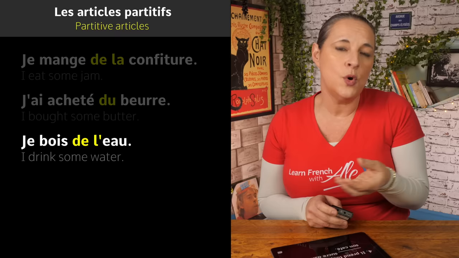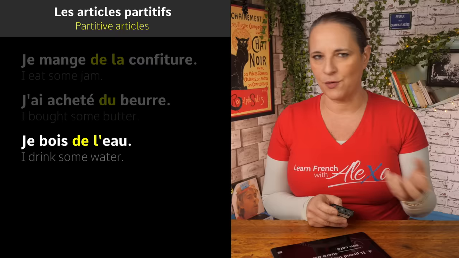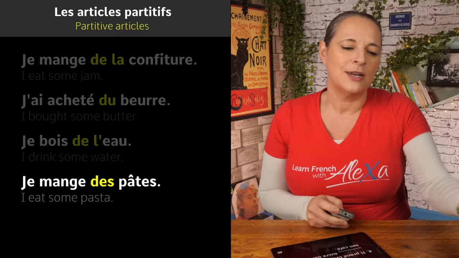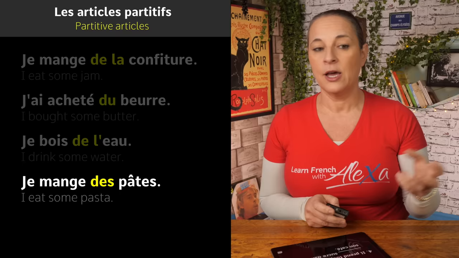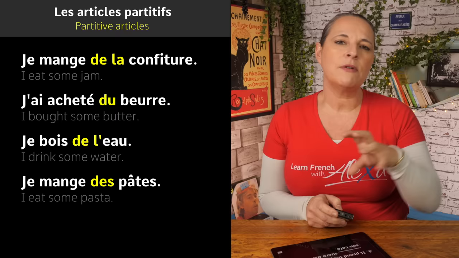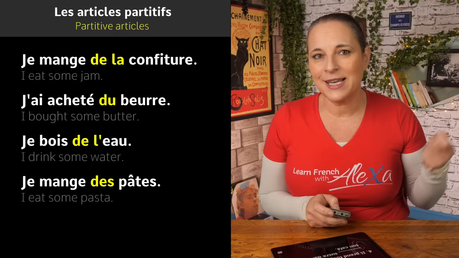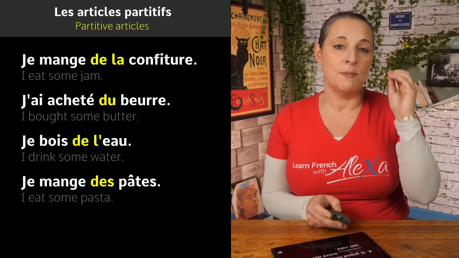So, for example, an example for plural. Je mange des pâtes. I eat some pasta. I know that in English it's singular, but in French, pâtes, we say pastas. It's plural here. Je mange des pâtes. I eat some pasta. Now, whereas the partitive some is not always required in English, it is absolutely needed in French. So, remember, you cannot omit it.